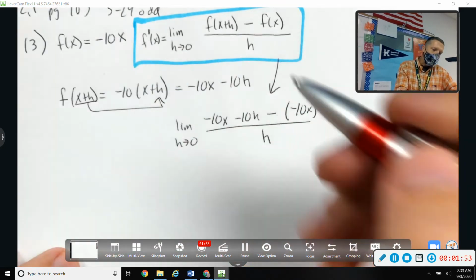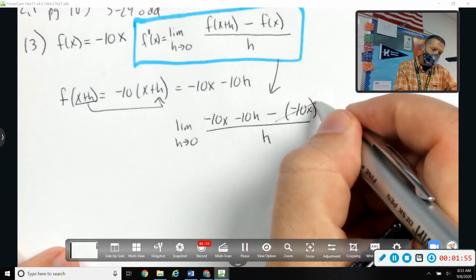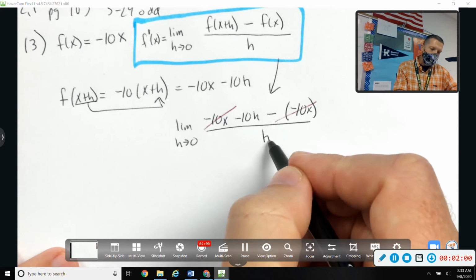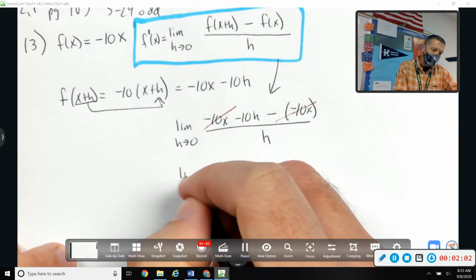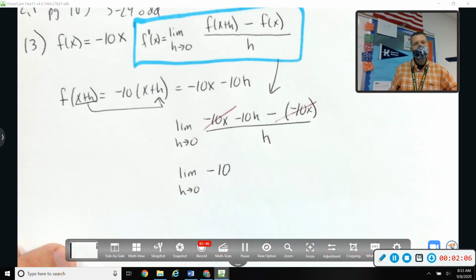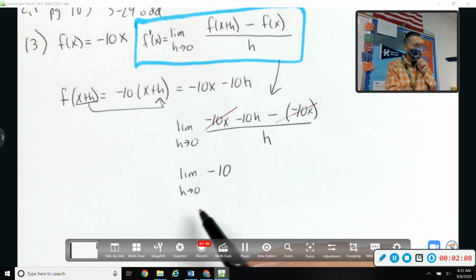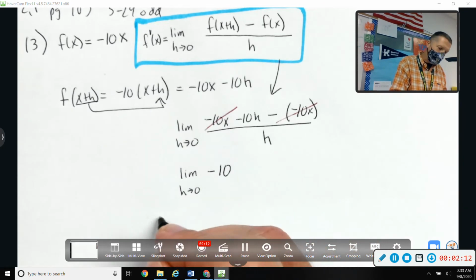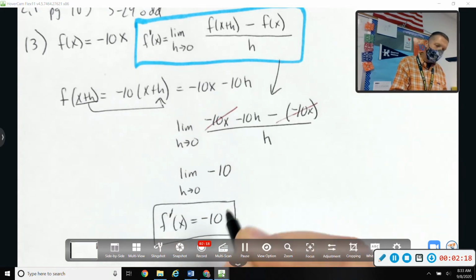And then, as always happens, stuff cancels out. Negative 10h over h would just be negative 10. And so there's really not a place to plug in 0 for h, but that's okay. It makes the problem even easier. The answer is just negative 10. So the derivative of the function is negative 10.